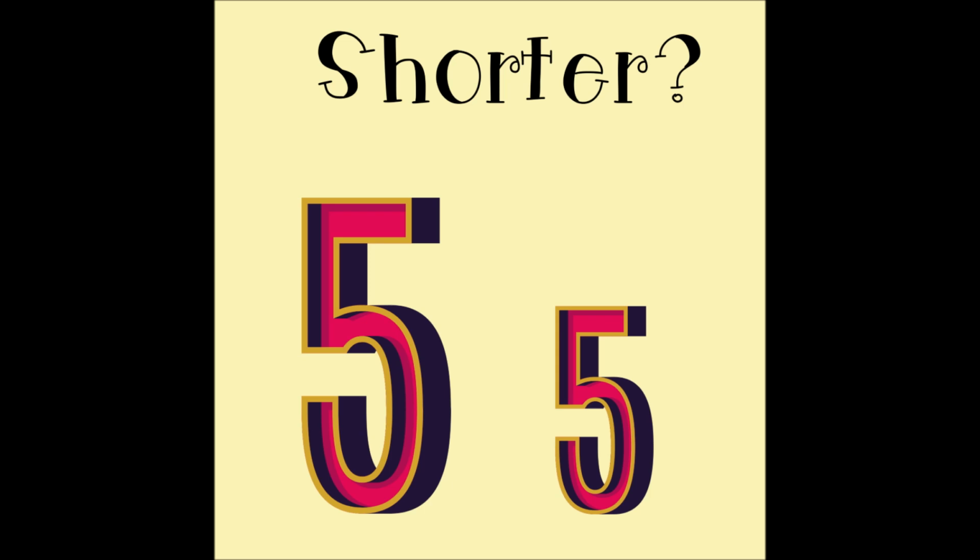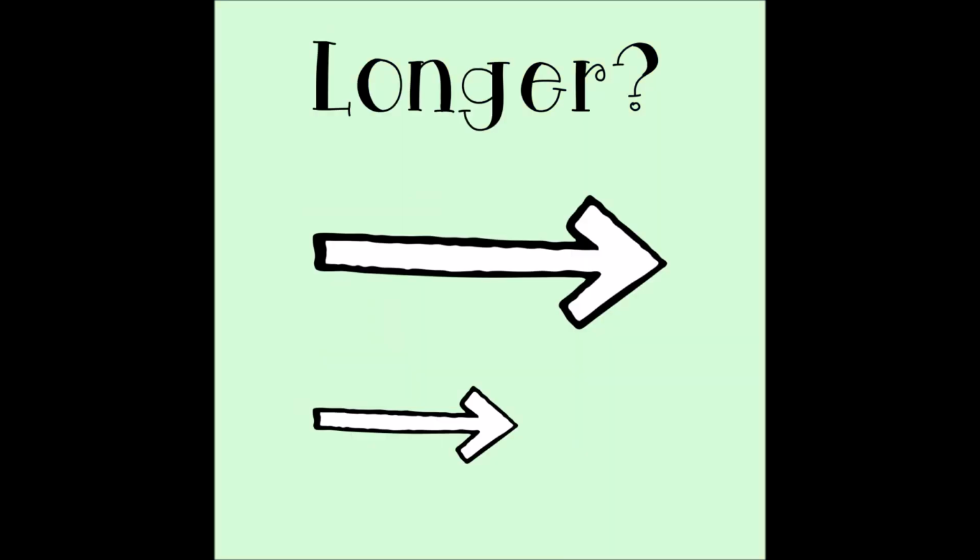Our next picture is of the number 5. One of the number 5s is longer than the other one. Can you tell which number 5 is shorter? Good job. It's the one on the right again, isn't it? Our next picture has two arrows. One is long and one is short. Can you tell which one is longer? If you said the top arrow, you're correct.